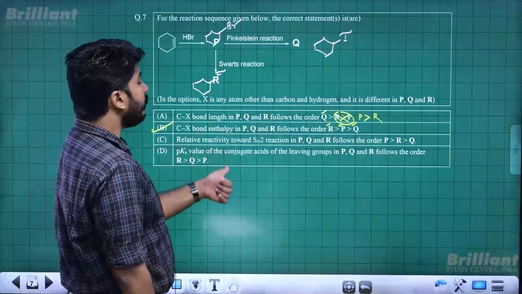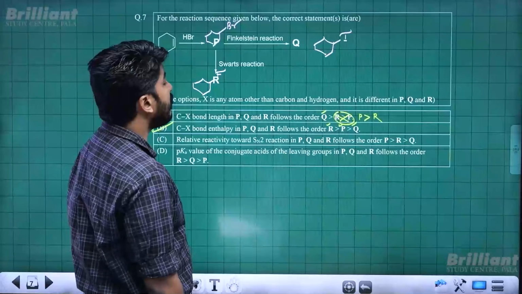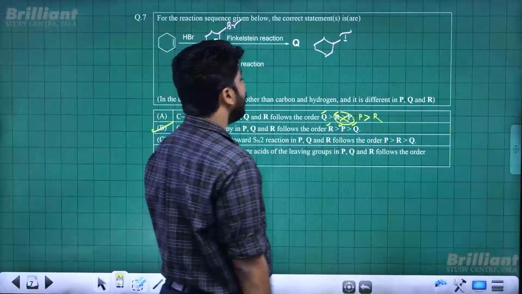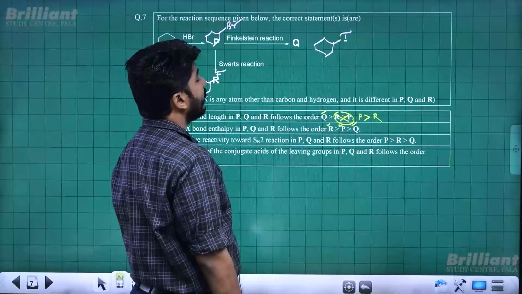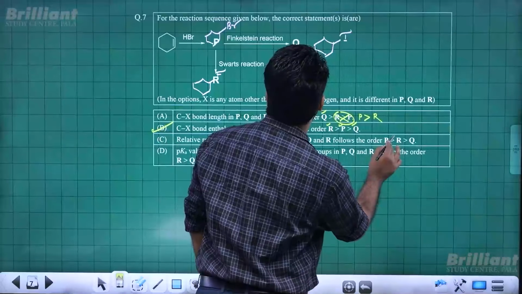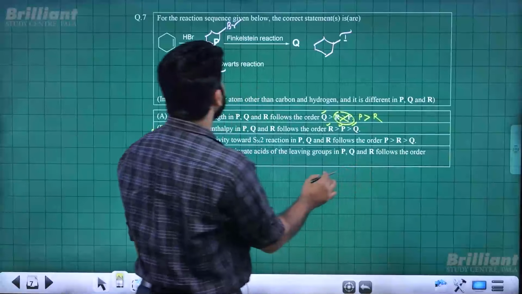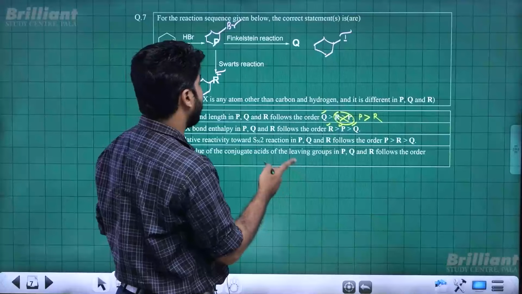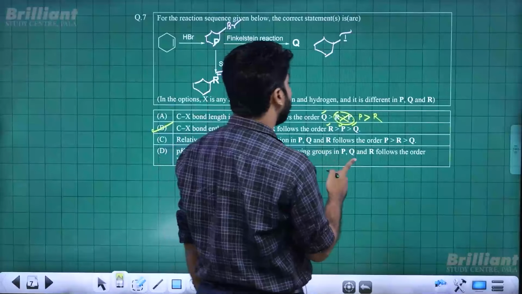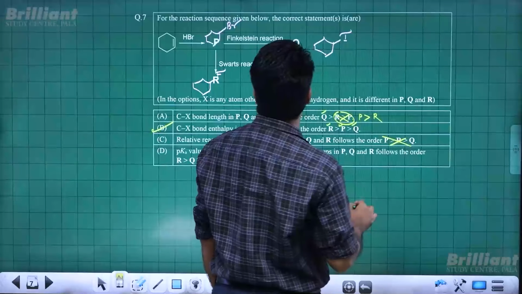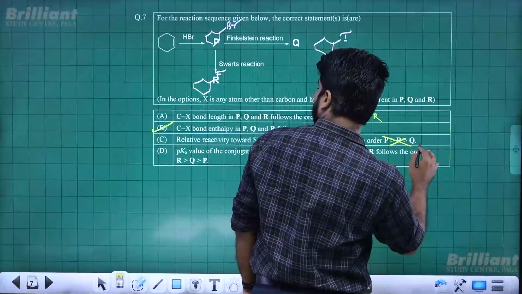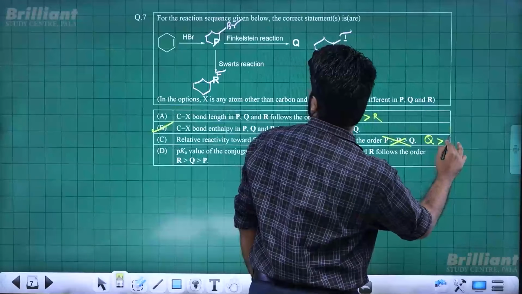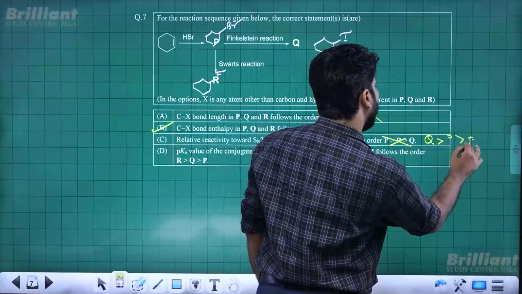Relative reactivity towards SN2 reactions follows the order PRQ. P is not the one which is most reactive in SN2 or SN1. Iodoalkane will be most reactive. And least reactive will be R, which contains fluorine in it. So this is an incorrect arrangement of species. Relative reactivity should follow the order Q, then P, and finally R.